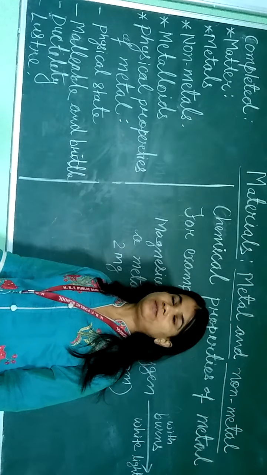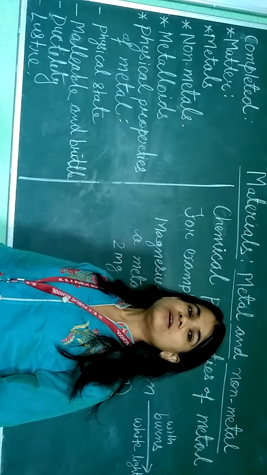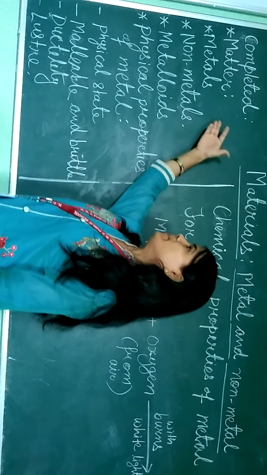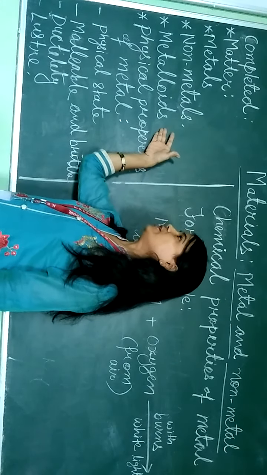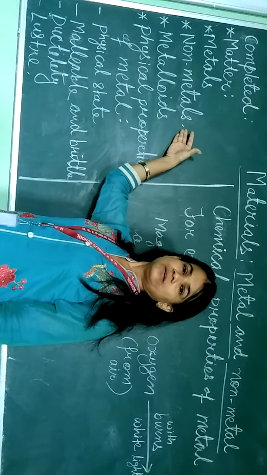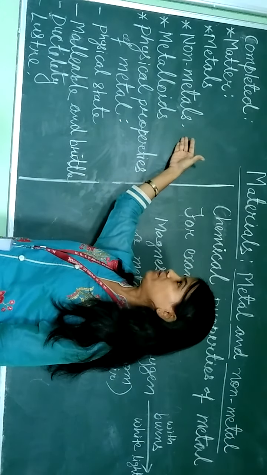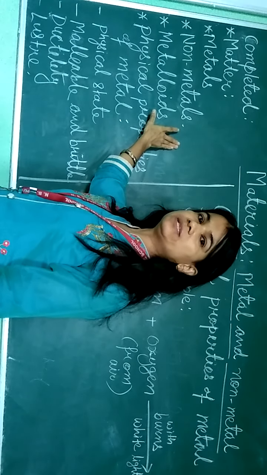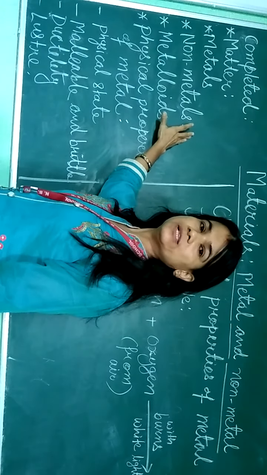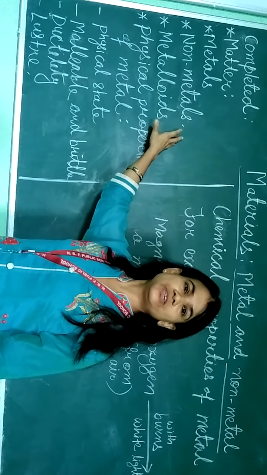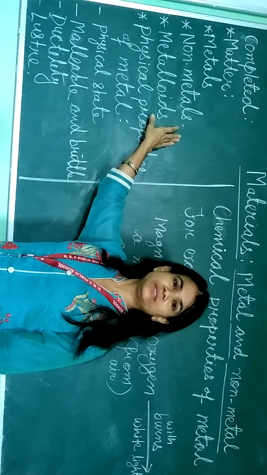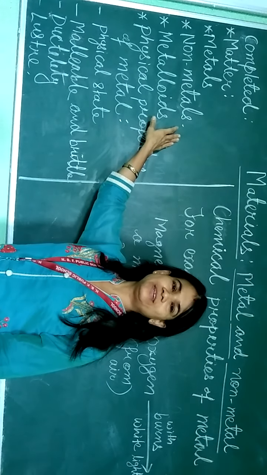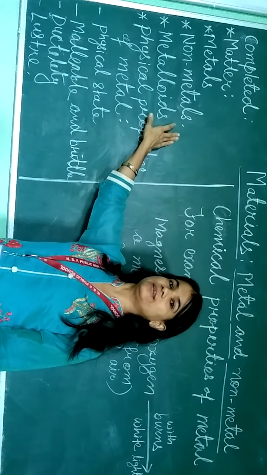But all the scientists decided to divide them into three parts: metals, non-metals, metalloids. Non-metals are not like the metals. The nature of non-metals is just the opposite of the metals. They are not shining in nature, not malleable, not ductile, and not good conductors of electricity, but some exceptions are there.